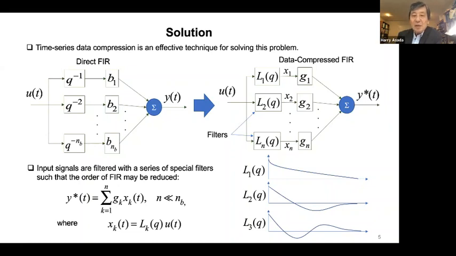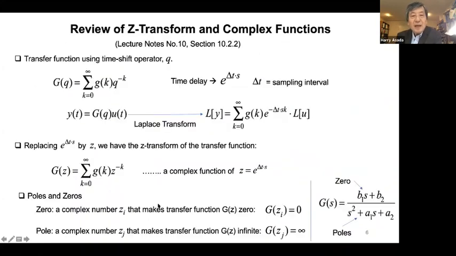Okay, so with the use of some special set of filters like this, the original data can be compressed. Thereby, we don't need to estimate many parameters associated with it. So instead of using the original UT, we use XT. The input goes through some filters, okay? And then it is very small.